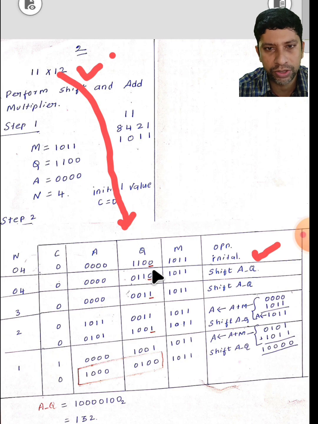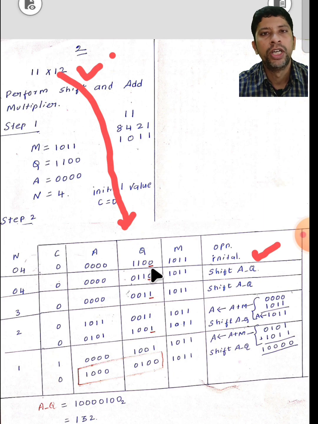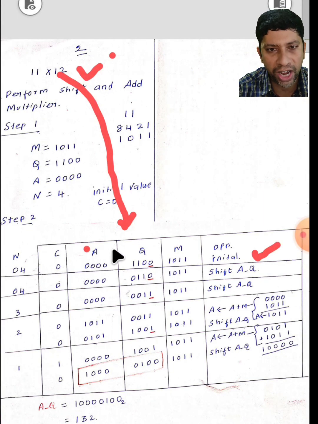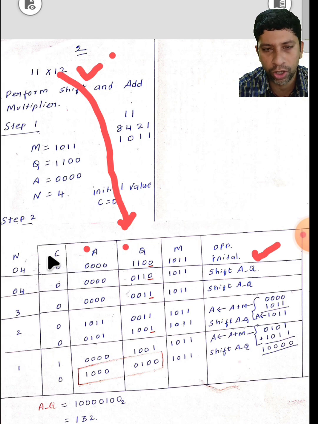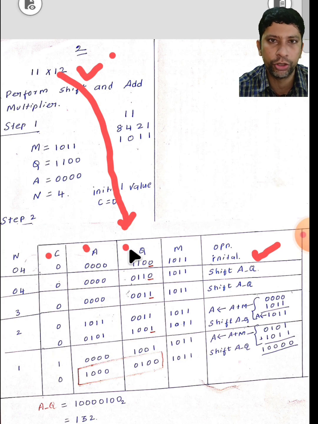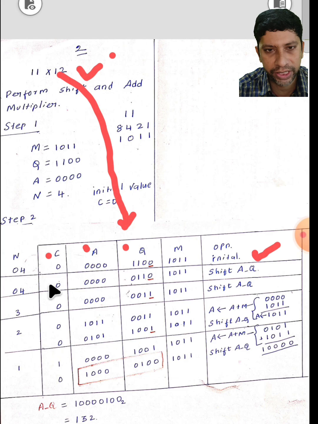Now first check this, I have specified it with a red line. Every time check this one, this is 0. If it is 0, what is the operation you have to do? If it is 0, only perform the shift operation. What you have to shift? You have to shift only A and Q. Other than that, you are not going to do anything. That is, you are going to shift C, A, Q. These three things you are going to shift.